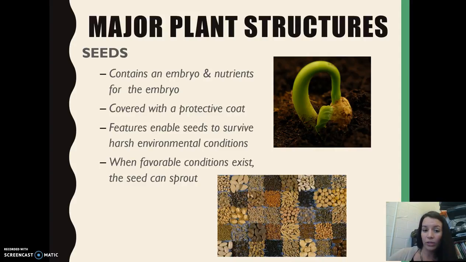Also, you need to know that it's only when favorable conditions exist that they sprout. For example, some birds eat berries or fruit and there's seeds inside. When they poop, the seeds are released, but those seeds will then germinate. They're not going to germinate inside the bird's stomach. They're going to wait until it's favorable and they're somewhere where they can actually sprout.